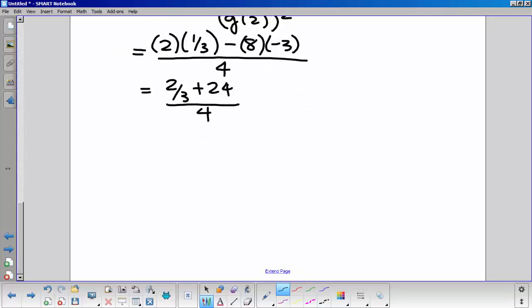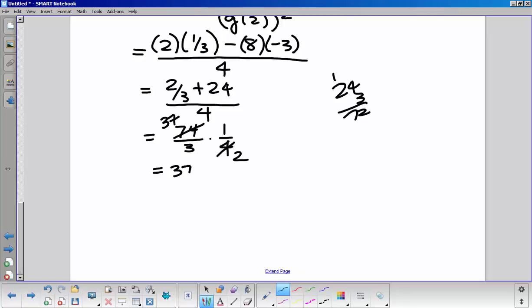Now I would do this in thirds, right? 24 times 3. You're going to make me do it in public here? 72. So that's going to be 72 thirds plus 2 thirds, which is 74 thirds, times 1/4. That simplifies to 37 over 6. That's y prime of 2.